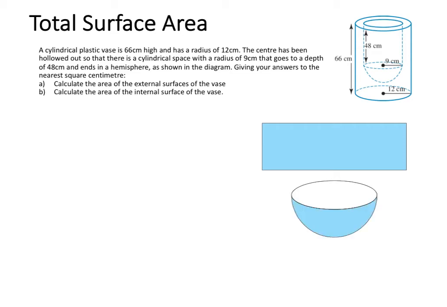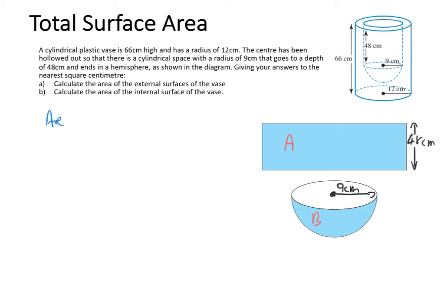So now that I have my two shapes, I can go ahead and add in the measurements that I need. Now the height of the cylinder is going to be 48 centimeters. And the radius of my hemisphere is going to be 9 centimeters. So now I can go ahead and calculate the area of each of those surfaces and then add them together to find the area of the internal surface of the vase. So I will label them shape A and shape B.